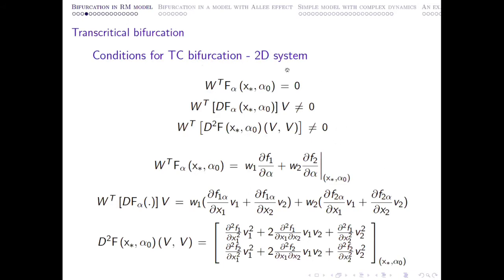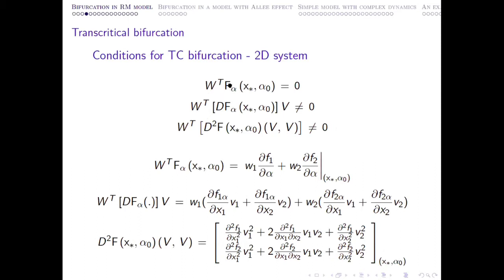And then if you can verify these three conditions are satisfied simultaneously, then we can say at alpha equal to alpha 0 and x equal to x*, the system undergoes a transcritical bifurcation. So these are shorthand mathematical expressions, but their explicit expressions are given here.